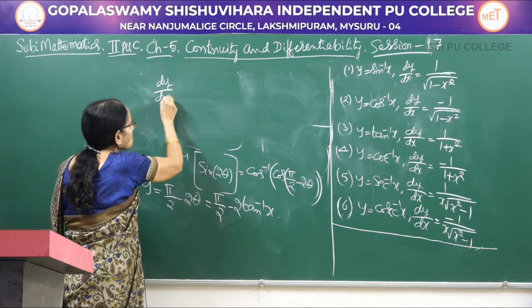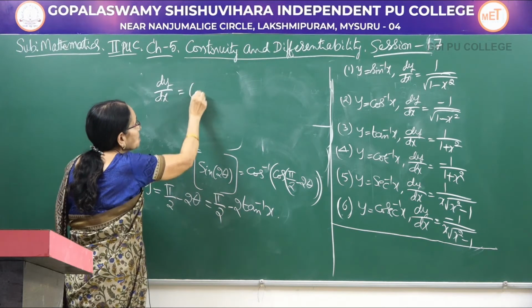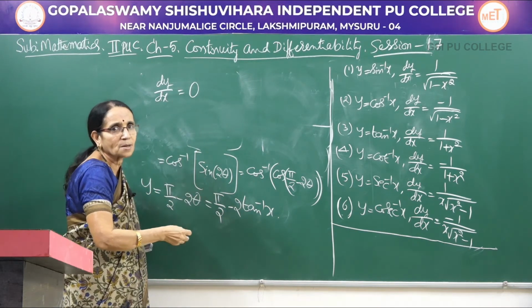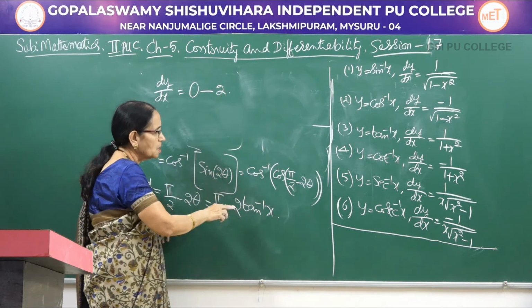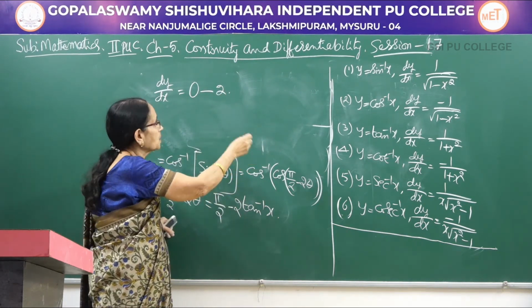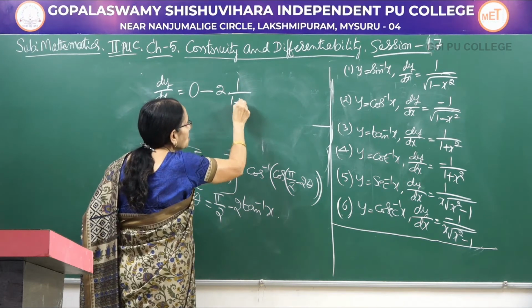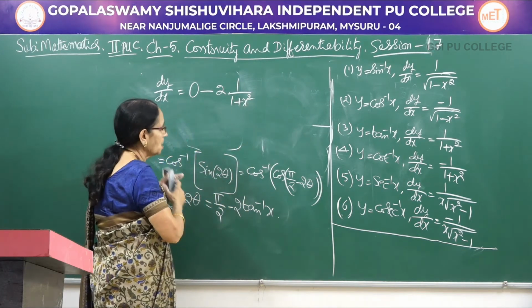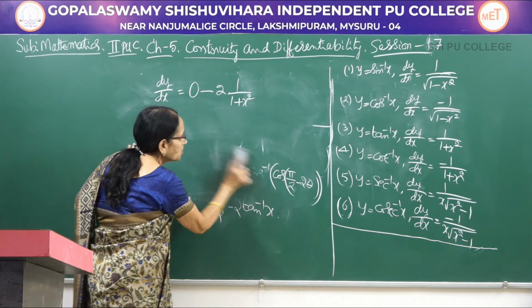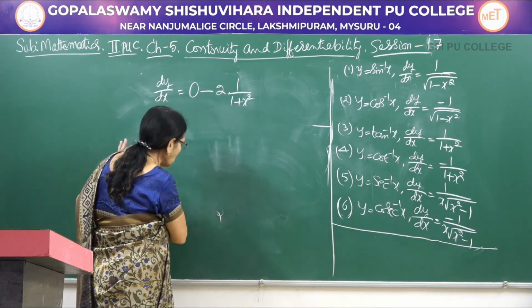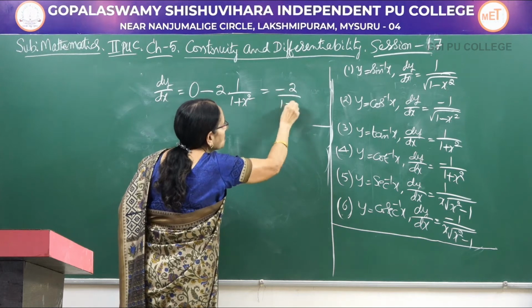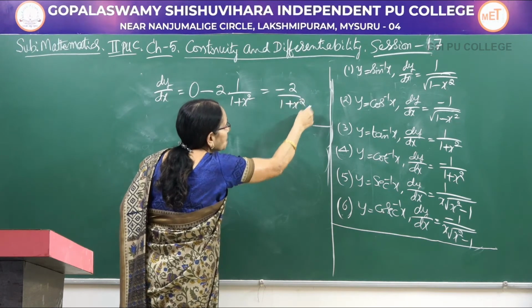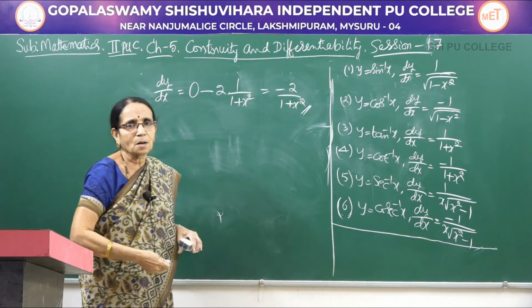Differentiate with respect to x. Pi by 2 is a constant, an angle, isn't it? Therefore it is 0 minus 2 into tan inverse x. It is a basic function whose derivative is 1 over 1 plus x square. Therefore, if you write in the proper way, the answer becomes minus 2 divided by 1 plus x square. Hence, this is the derivative.